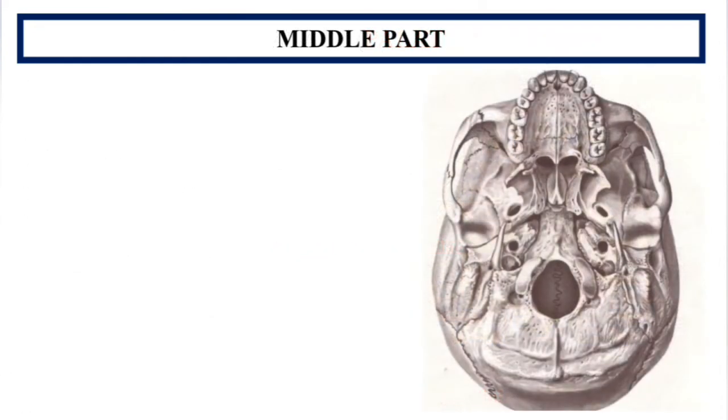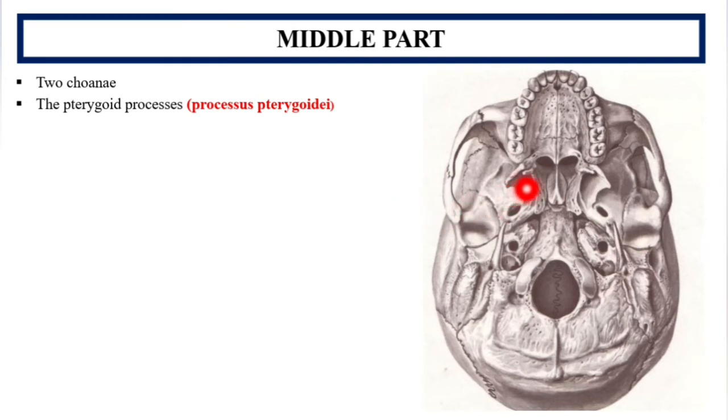Okay, now the middle part, right? The first thing you need to note is the choanae, the two choanae, these openings, right? It's actually the communication between the nasal cavity and the nasopharynx. Okay. There is processus pterygoideus. These are the pterygoid processes here and here. The foramen ovale, I told you this one. This is the foramen ovale, right?